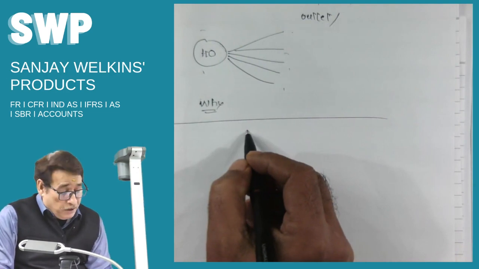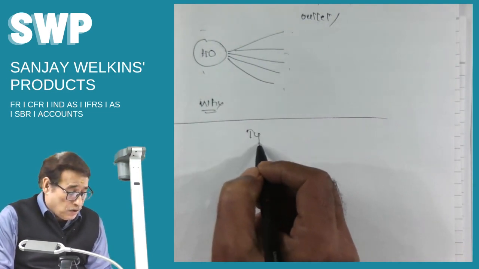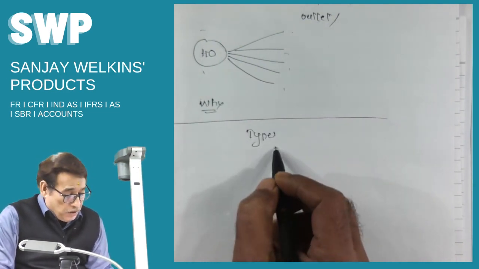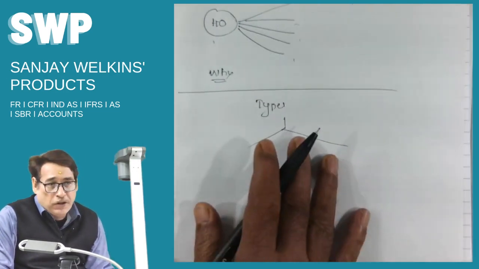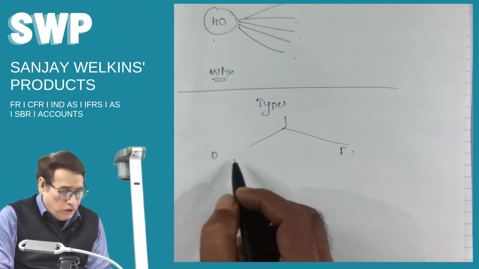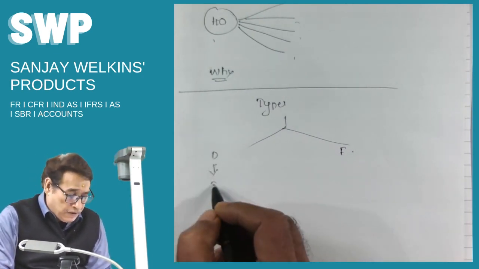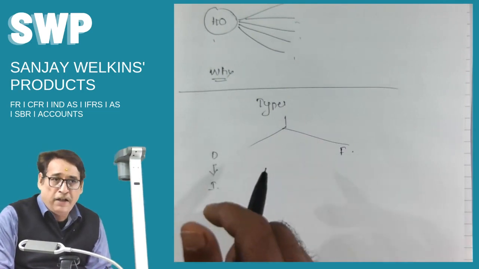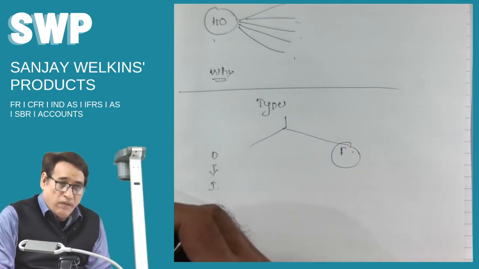Next, we come to the types of branches. Broadly speaking, branches are of two types. One is domestic branches, and the other is foreign branches. Domestic branches are also known as inland branches. Inland branches, and these are foreign branches, correct?